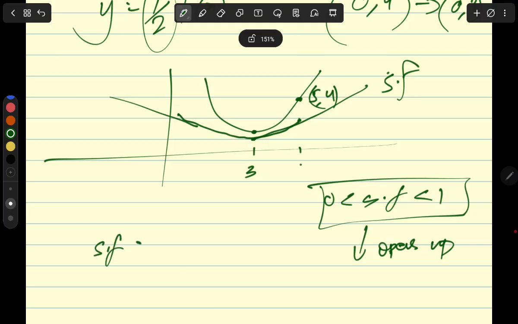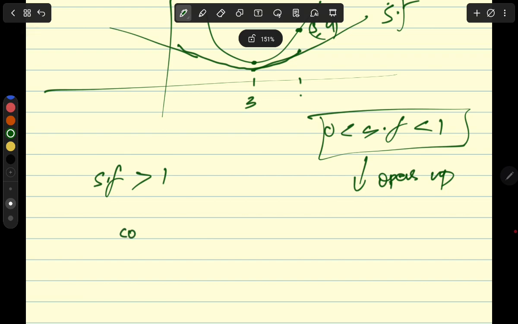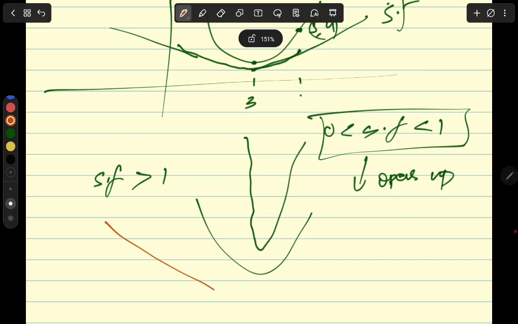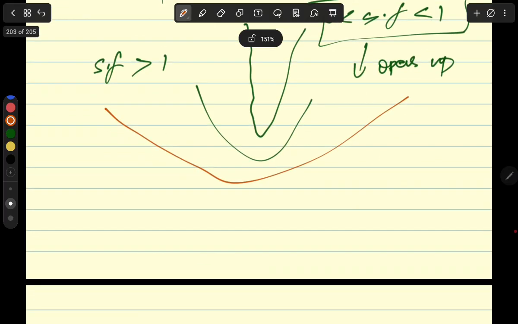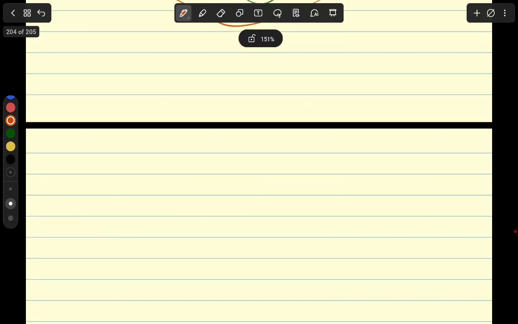and whenever the stretch factor is greater than 1 in absolute terms, then this stretches it. So the graph becomes like this. If a graph is like this, and if the stretch factor is greater than 1, then it goes like this, and if the stretch factor is less than 1, then the graph opens up, okay? So this was about vertical compression and vertical stretches. Stretch is when the factor is greater than 1, compression is when it is between 0 and 1, and a negative value just flips it over. Now what happens in horizontal stretches?